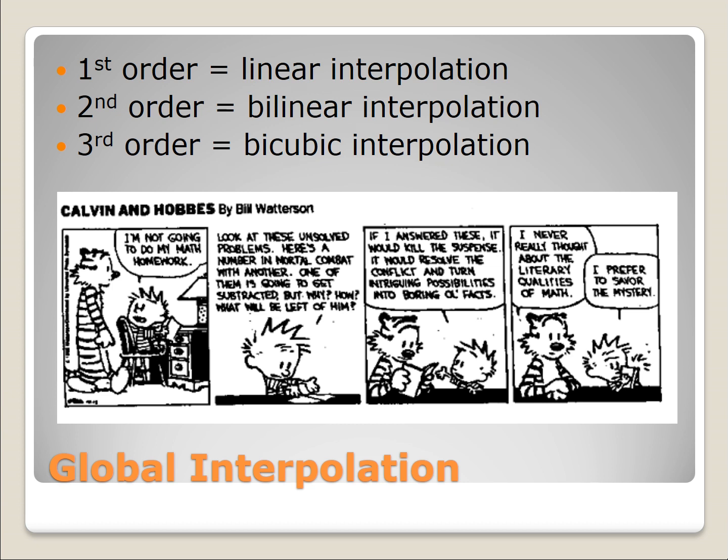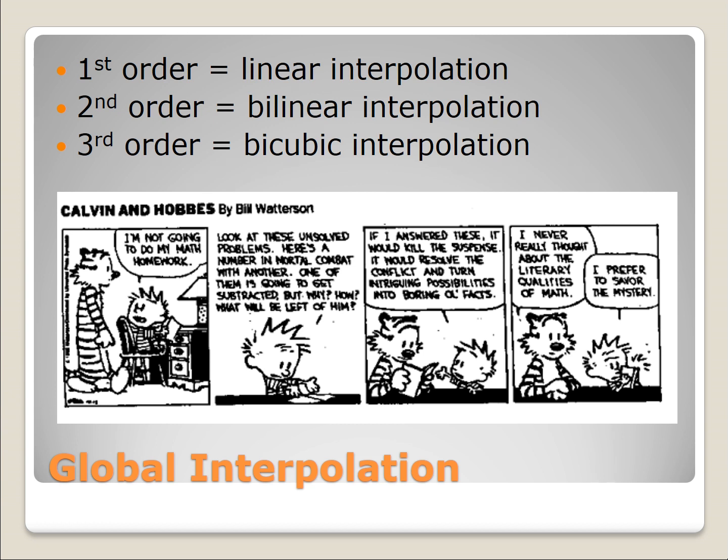So a first order polynomial is known as a linear interpolation. That's a0 plus a1x plus a2y. A second order is bilinear interpolation. This is where we would have a0 plus a1x plus a2y plus a3x squared plus a4xy plus a5y squared. So that would be bilinear. And then a third order is bicubic, which I'm not going to go through all of. When I use those terms, that's what I'm referring to, and that's in terms of global interpolation.